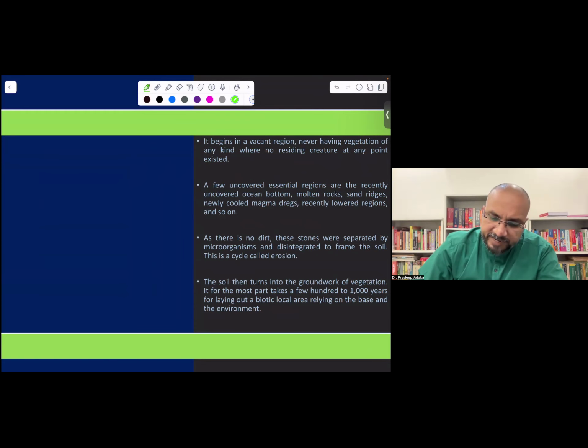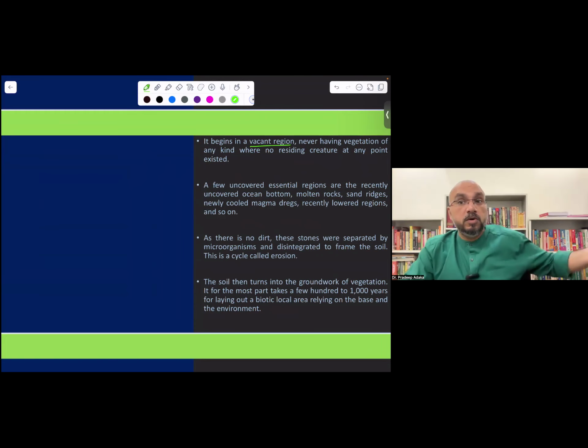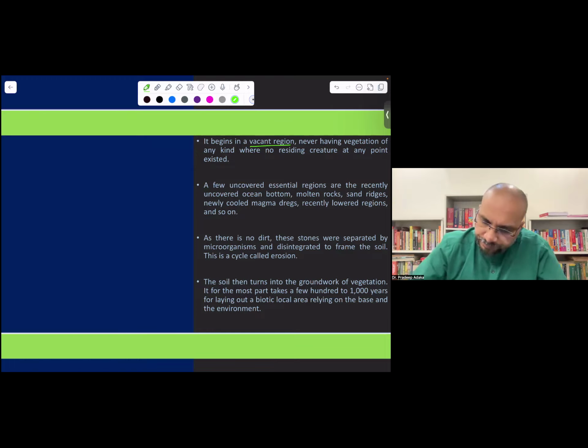So it begins in a vacant region. That means there was no community prior to this, just bare rock. There was no community here. It never had any vegetation of any kind. There was no creature in this area. So just rock, bare rock. Because it is very difficult to survive on bare rock, there was no community, no plant or animal species living here. So it is just a bare area.